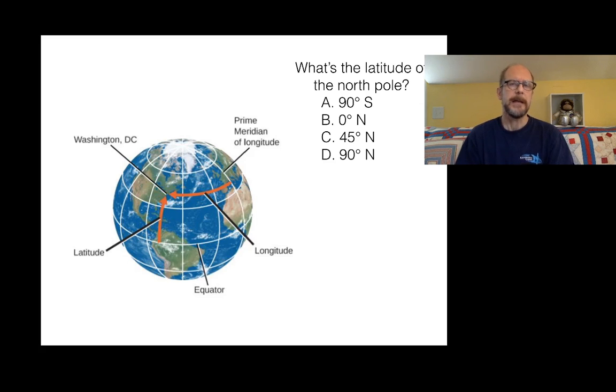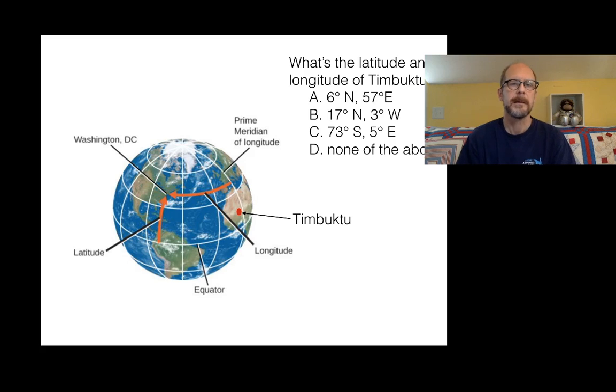So, quick ABCD poll here. I want you to think about this. What would be the latitude of the North Pole of the Earth? Ignore the red arrows, that's still pointing to Washington, D.C., but up here at the very top would be the latitude of the North Pole of the Earth. Did you think about it? I'm hoping you picked D, 90 degrees north.